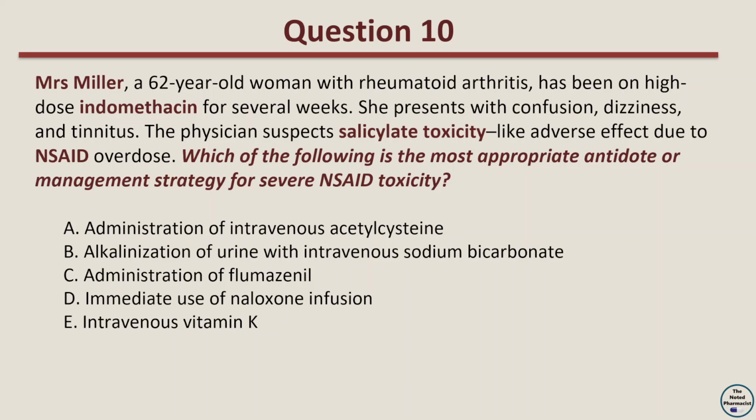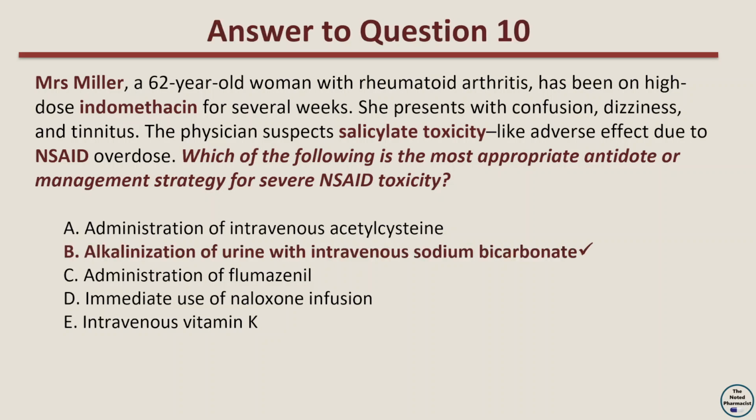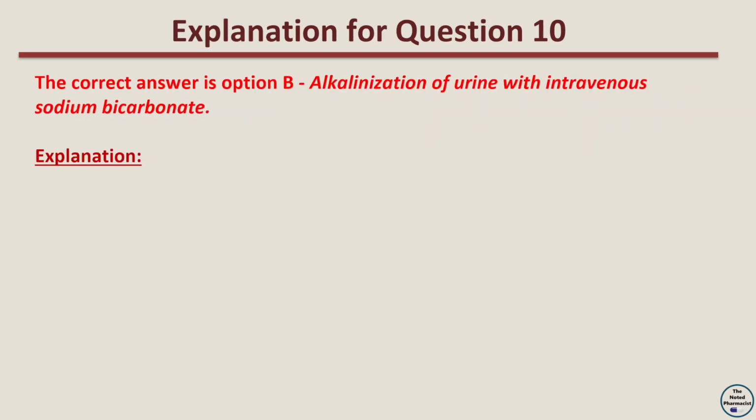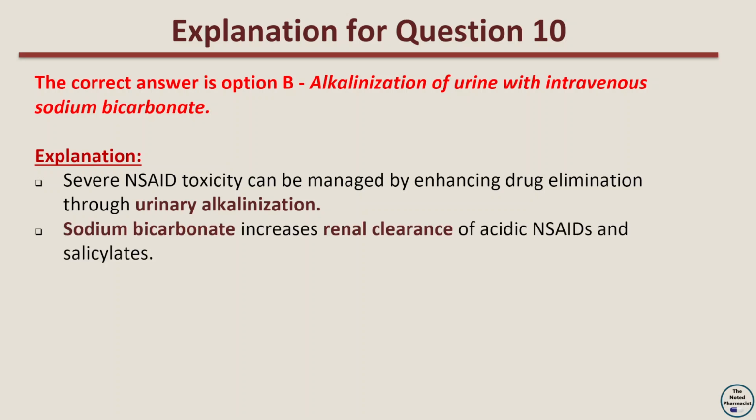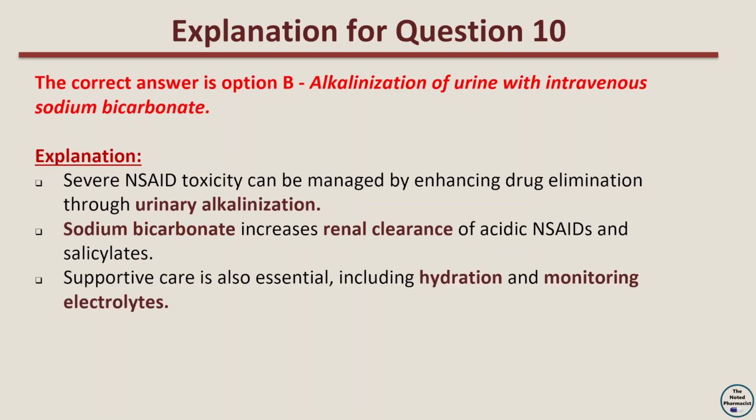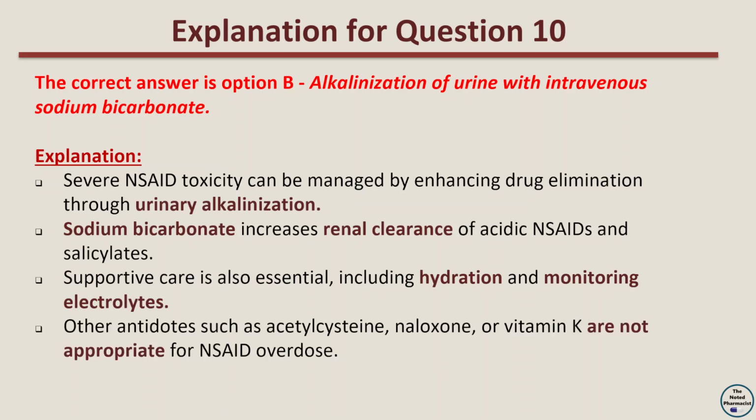The correct answer is option B. Alkalinization of urine with intravenous sodium bicarbonate. The explanation is that severe NSAID toxicity can be managed by enhancing drug elimination through urinary alkalinization. Sodium bicarbonate increases renal clearance of acidic NSAIDs and salicylates. Supportive care is also essential, including hydration and monitoring electrolytes. Other antidotes such as acetylcysteine, naloxone, or vitamin K are not appropriate for NSAID overdose.